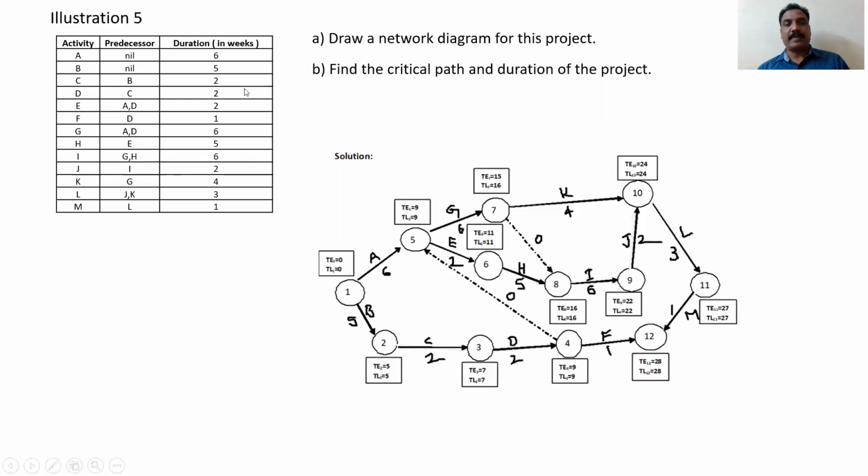C is preceded by B. That means C must start after B. So B is here, and C must start here. D is preceded by C.